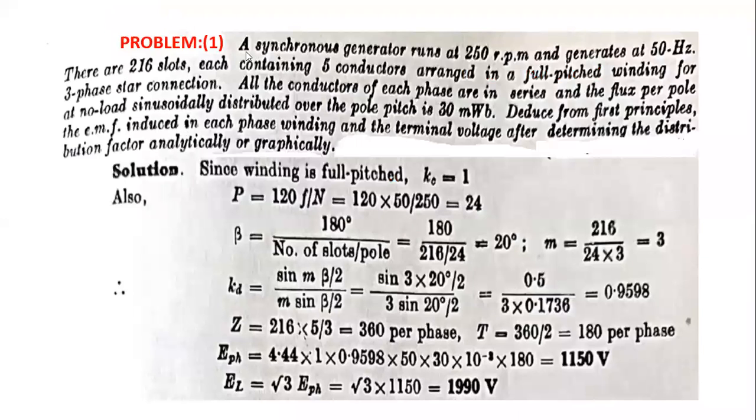Coming to the first problem: the synchronous generator runs at 250 RPM. Runs means the speed. Therefore, N is equal to 250 RPM, and it generates at 50 Hz. That means F is equal to 50 Hz.